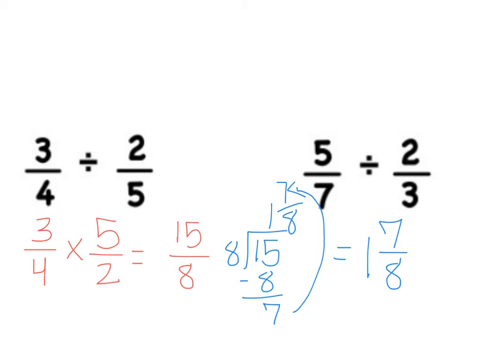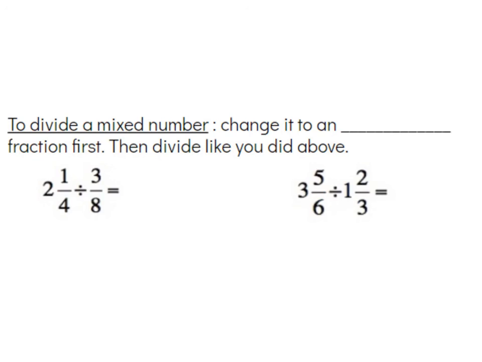Try the next one on your own. To divide a mixed number, our first step is that we have to change it to an improper fraction. Then we divide just like we did above. So in this first example, 2 1/4 divided by 3/8, I'm going to change 2 1/4 to 9/4. Then I change the division to multiplication, and I take the reciprocal of the second fraction.